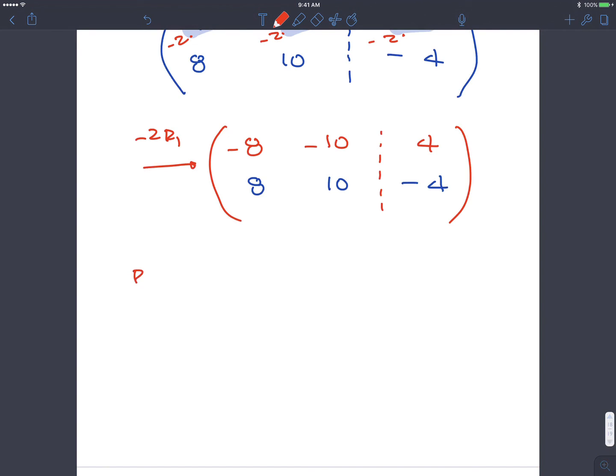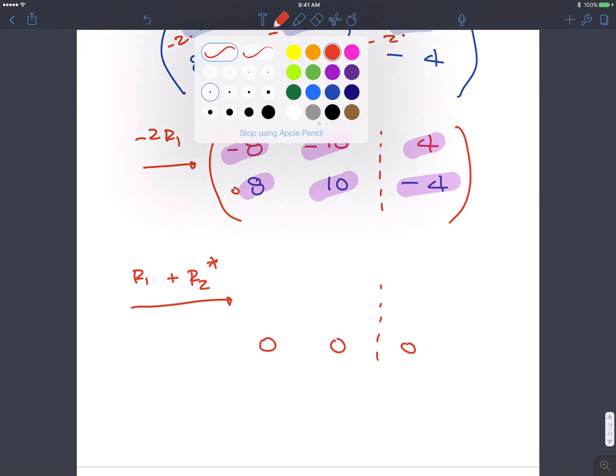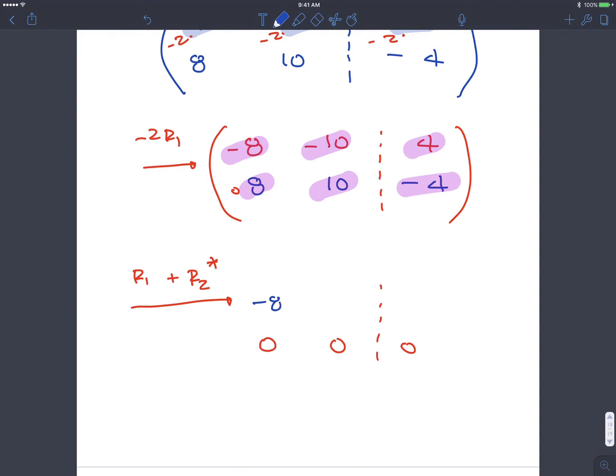So, if I add row 1 again with row 2, remember, the idea is to get a 0 down here. And negative 8 plus 8 does give us that 0. So we're going to keep adding. Negative 10 plus 10 gave us a 0. Positive 4 plus negative 4 gives us a what? A 0. The first row stays the same at negative 8, negative 10, positive 4.